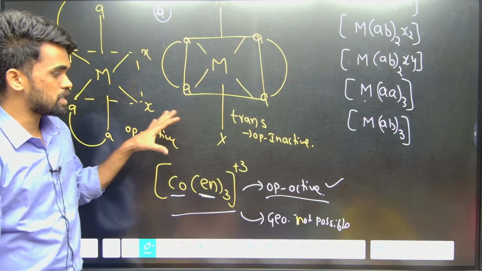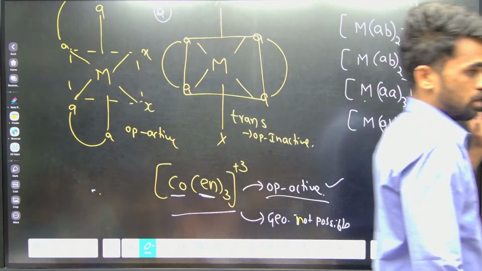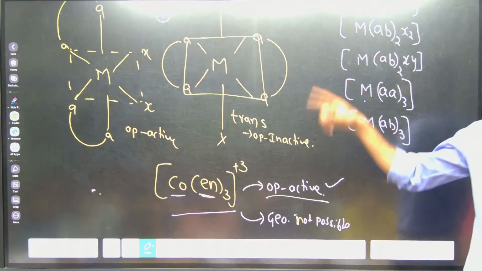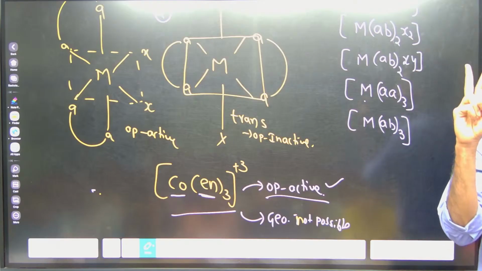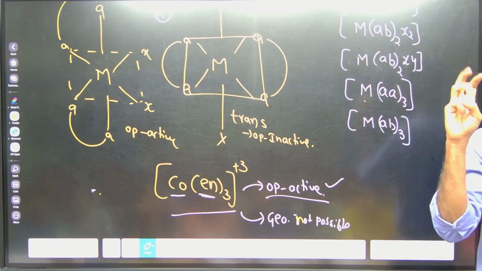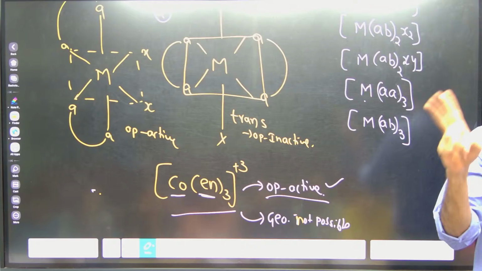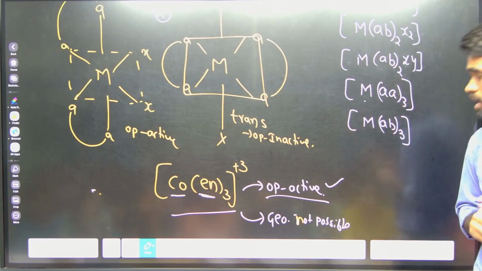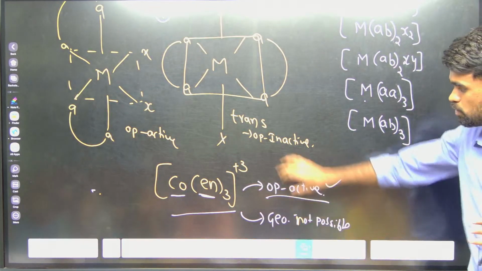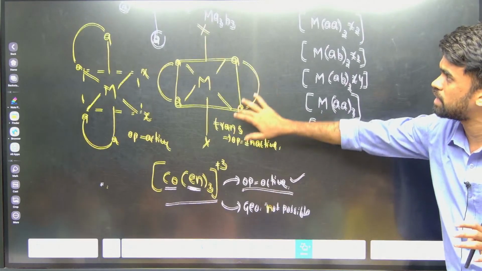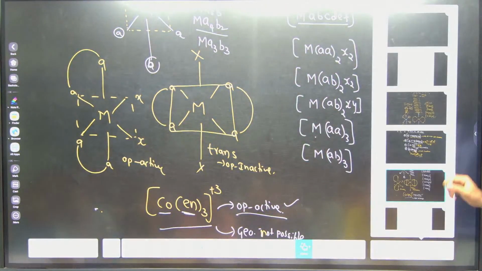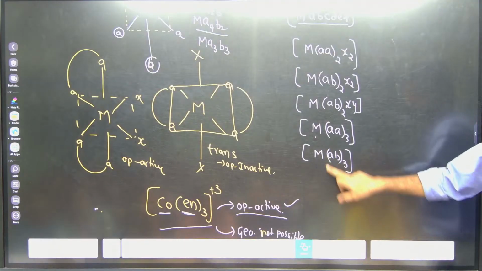Okay, so this is the complete story of isomerism. From isomerism you can expect one question, and from crystal field theory or VBT you can expect one question. 2 questions for sure from this chapter. I hope you are clear with this. If you have any confusions or doubts, you can always come to me and ask.